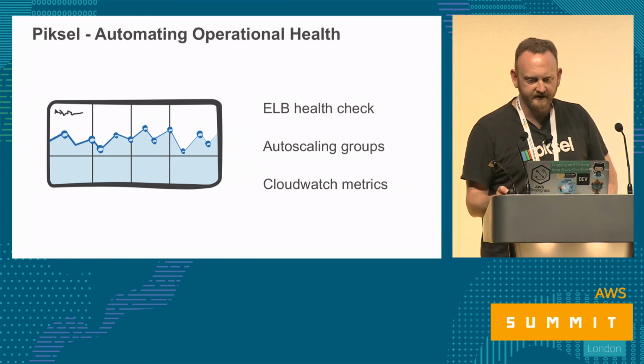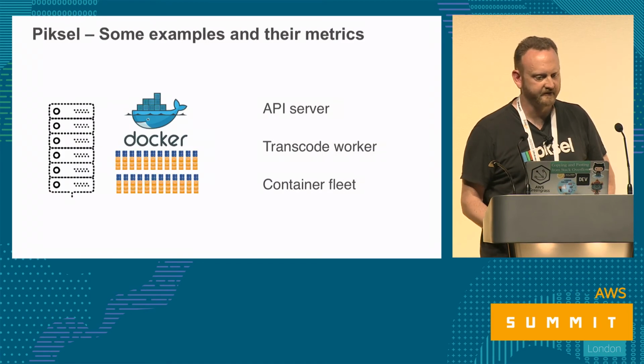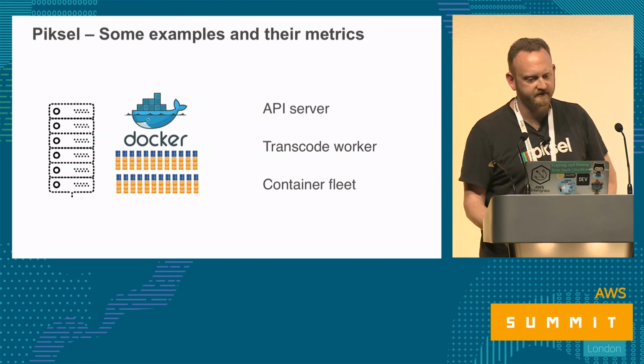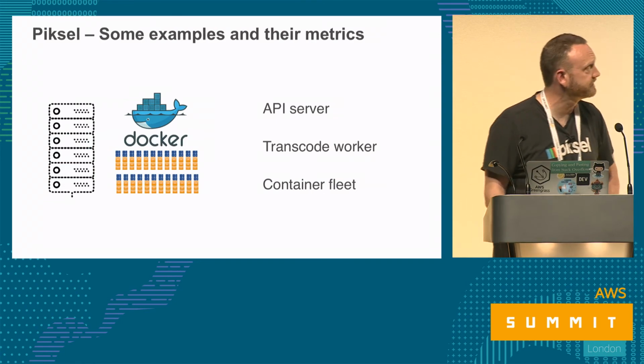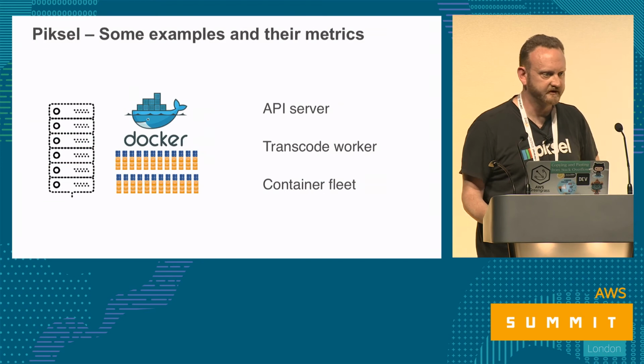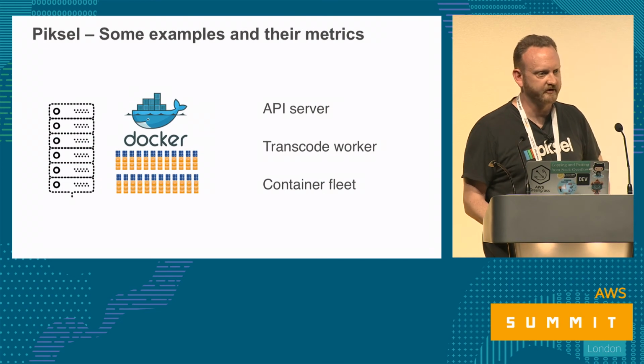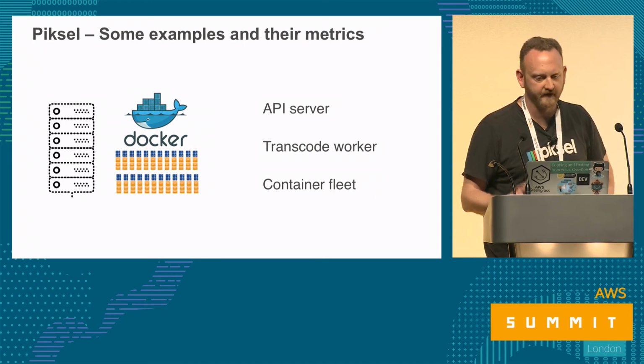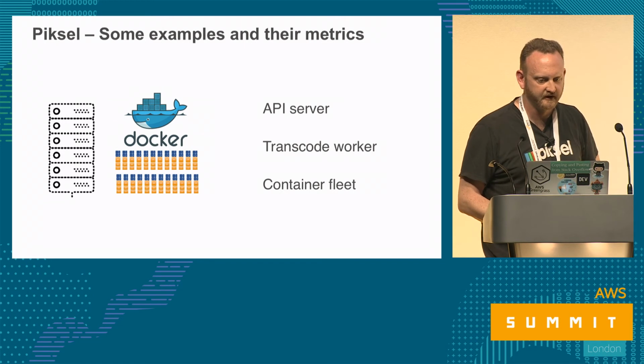So I'd like to take you through some of our worked examples, how we're doing things. API servers, we've pretty much just covered that. This is straightforward stuff, and all of those building blocks exist in AWS right now. Typically, you want to auto-scale on things like CPU use or request count, whatever makes sense for your application.